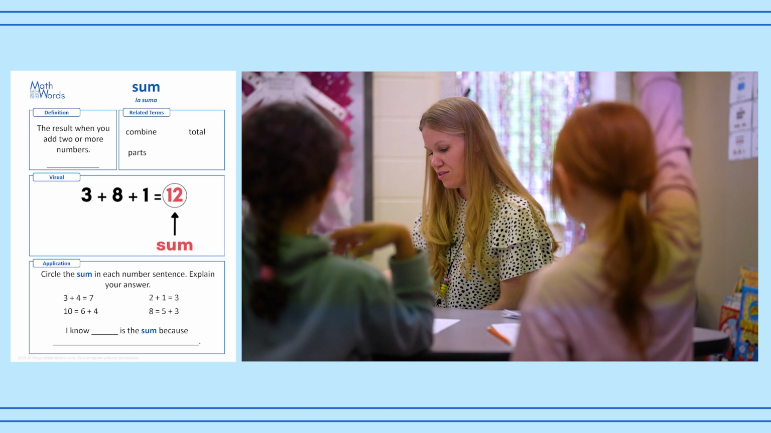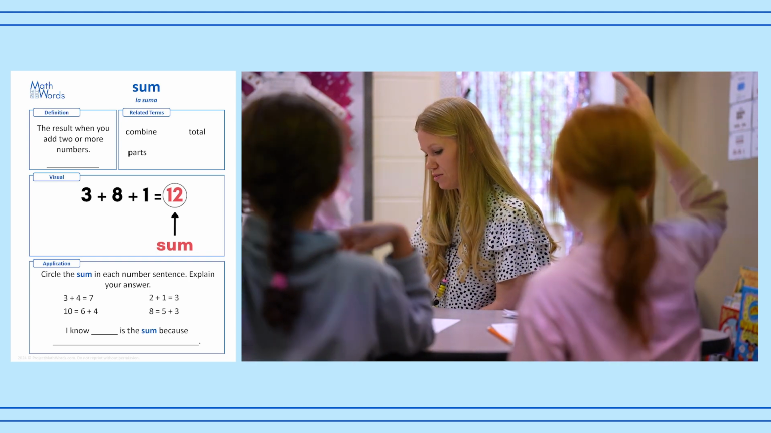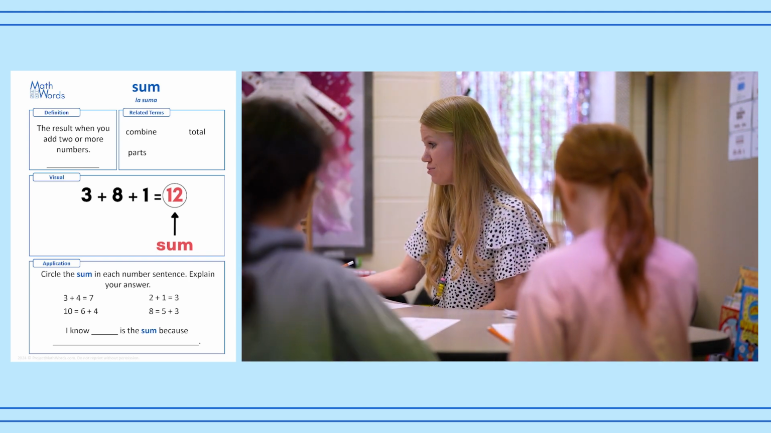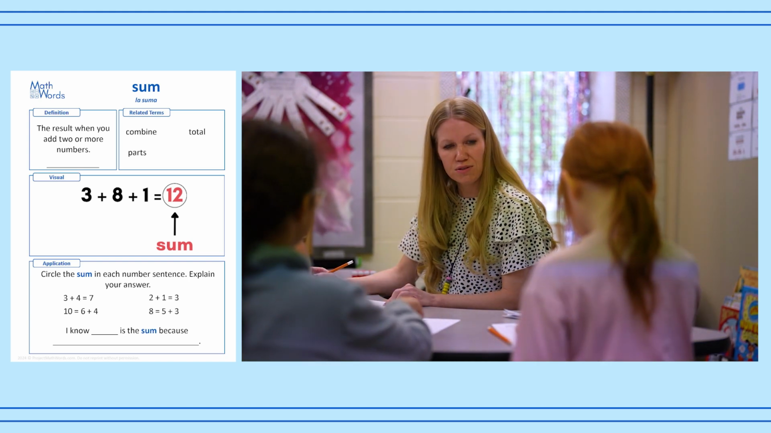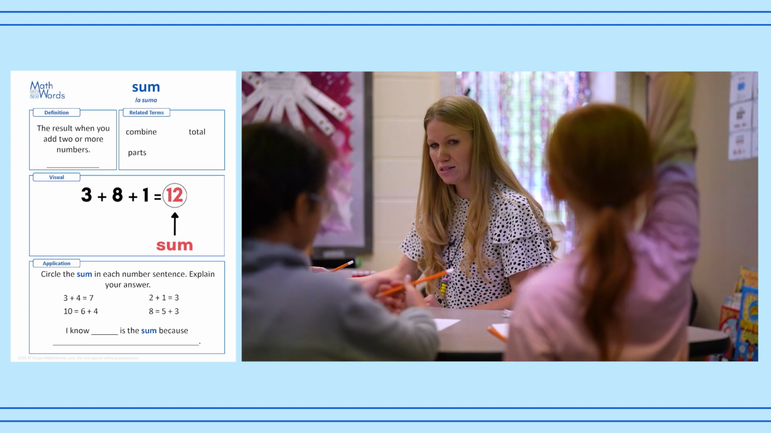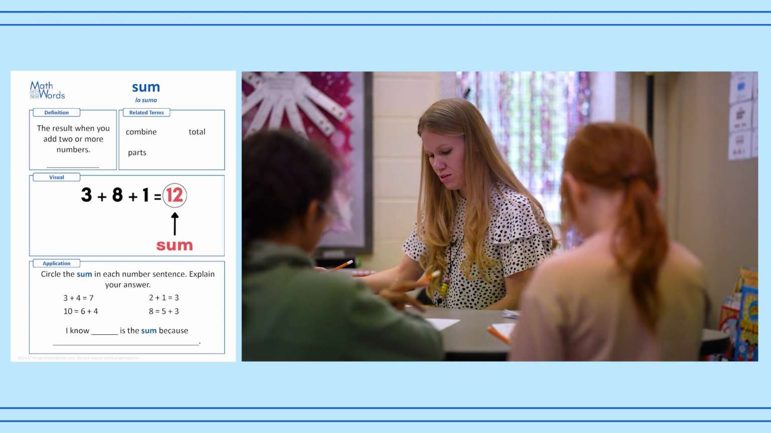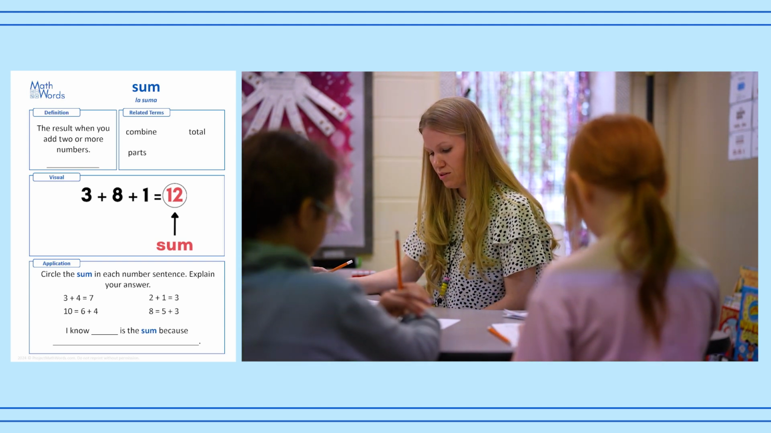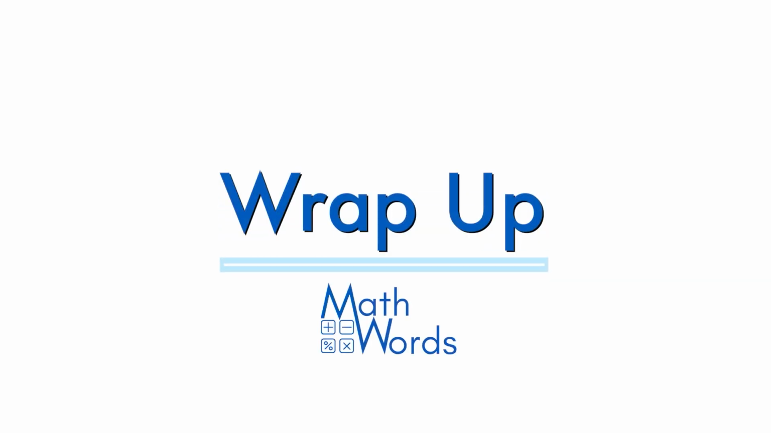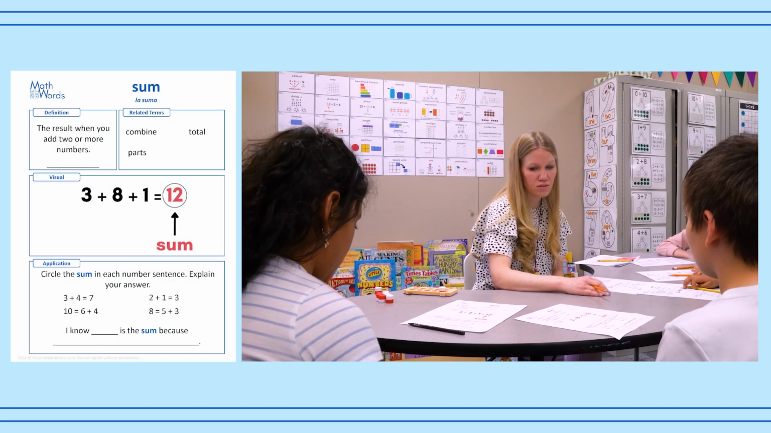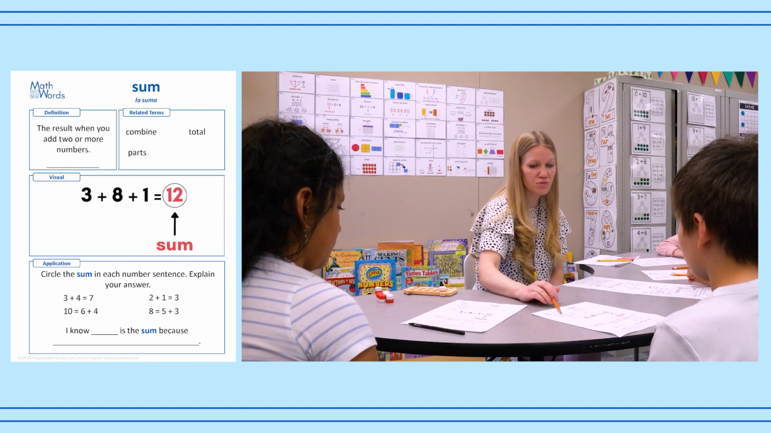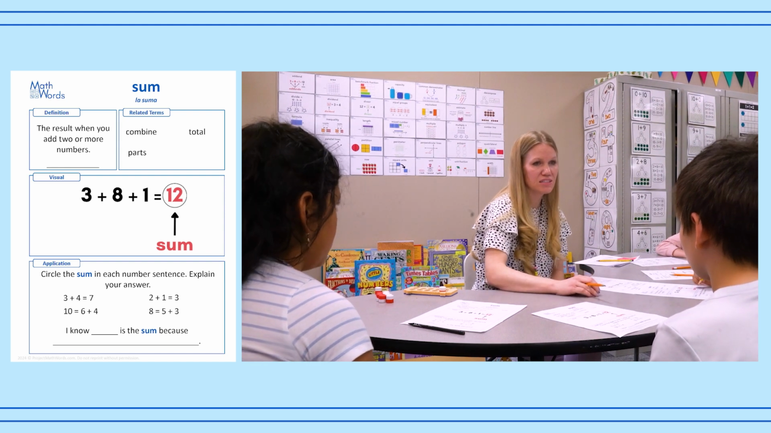All right. Where is the sum, Lincoln? At the beginning. Oh, this time it's at the beginning, right? What is the sum? 10. 10 is the sum. Let's use the bottom to help us explain that. Riley? I know 10 is the sum because 6 plus 4 equals 10. Great job. I know 8 is the sum because 5 plus 3 equals 8. All right, and 8 is the result when we add 5 and 3 together, right?